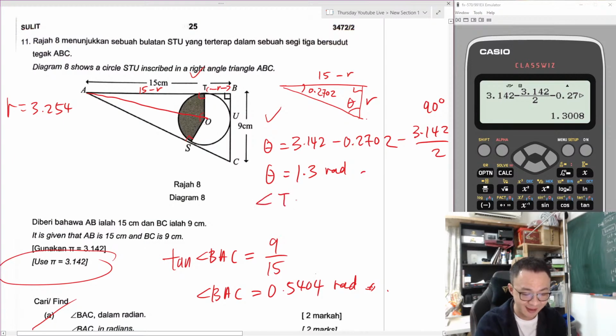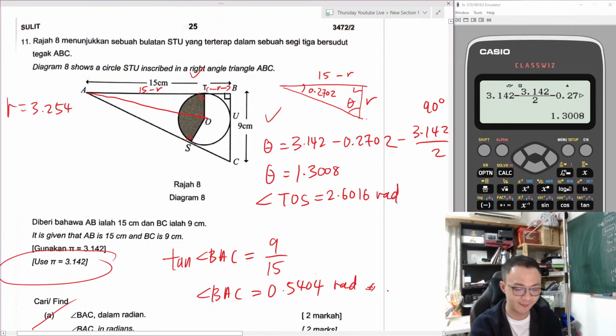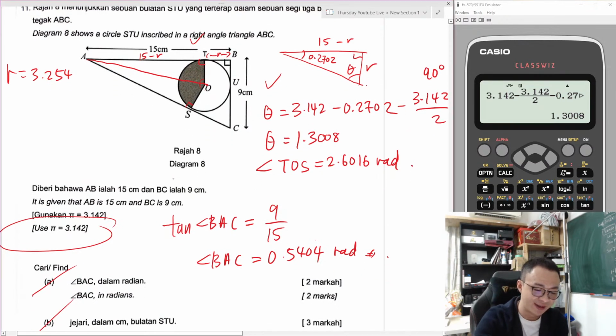So the angle TOS equals to, never mind, this one I put more decimal first, 0.008. Then this one becomes 2.6016, isn't it? Radian. Times 2, right? Because the TOS is basically 2 angles here. Okay, so then what I want to do next is I want to find the arc length.